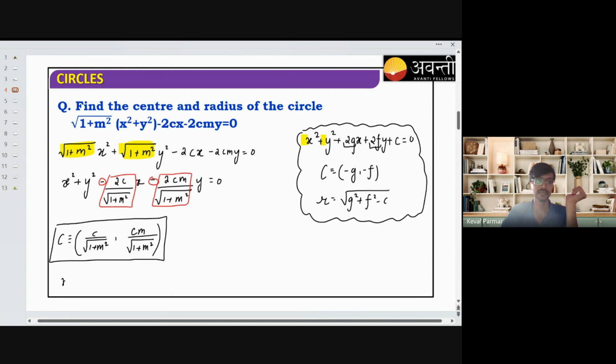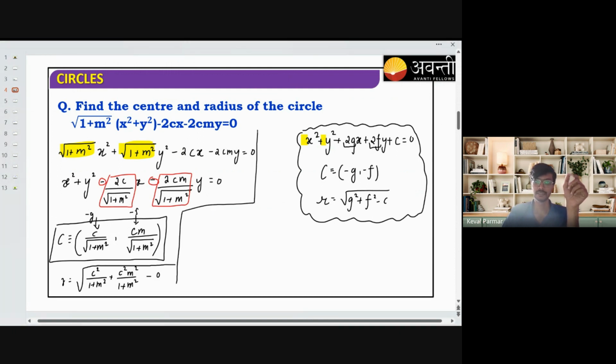What is the radius? Radius will be under root of g square plus f square minus c. So this is minus g, this is minus f. So if I do g square, what I'll get? I'll get c square upon 1 plus m square plus f square. F square means c square m square upon 1 plus m square minus c. C means the constant term. There is no constant term here, as you can see. So what I'll write? I'll write 0.